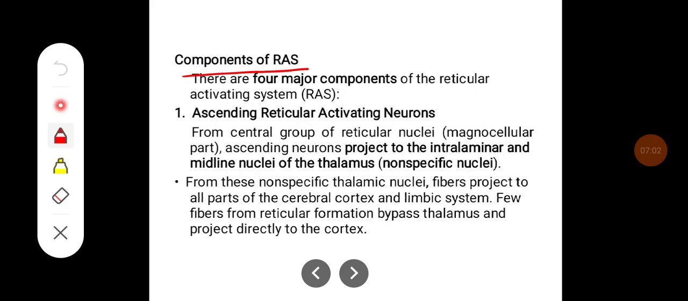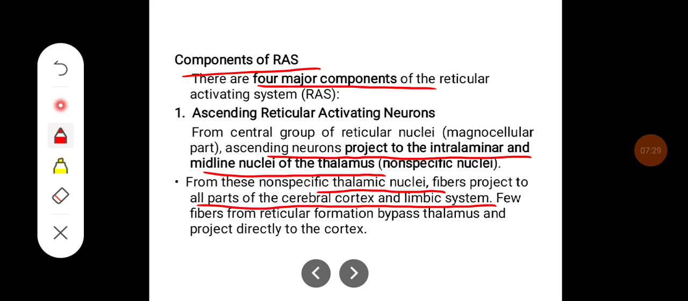The components of the reticular activating system. There are four major components of the reticular activating system. First, ascending reticular activating neurons from the central group of reticular nuclei, that is the magnocellular part. Ascending neurons project to the interlaminar and midline nuclei of the thalamus, which are non-specific nuclei. From these non-specific thalamic nuclei, fibers project to all parts of the cerebral cortex and limbic system. Few fibers from the reticular formation bypass the thalamus and project directly to the cortex.